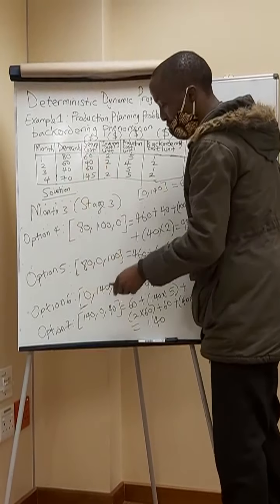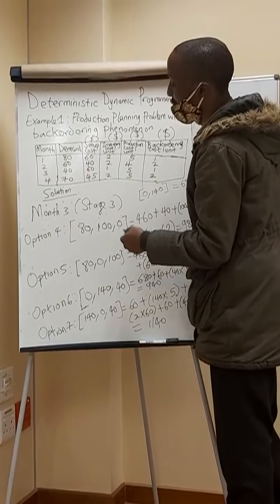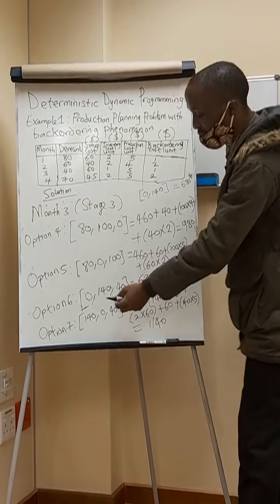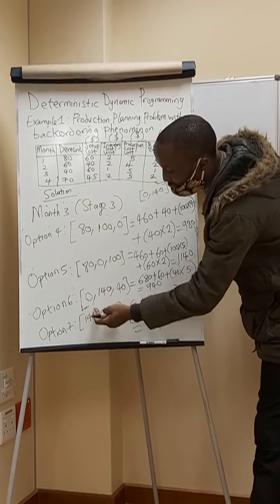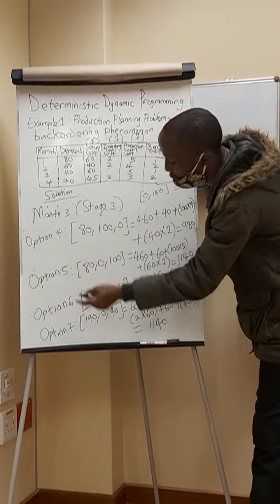Month 1 and 2 in what? Month 1. And try to meet demand of what? Month 3 in what? Month 3. And that is what you are seeing here, which is meeting demand of month 1 and 2, which is 80 plus 60, which is 140.